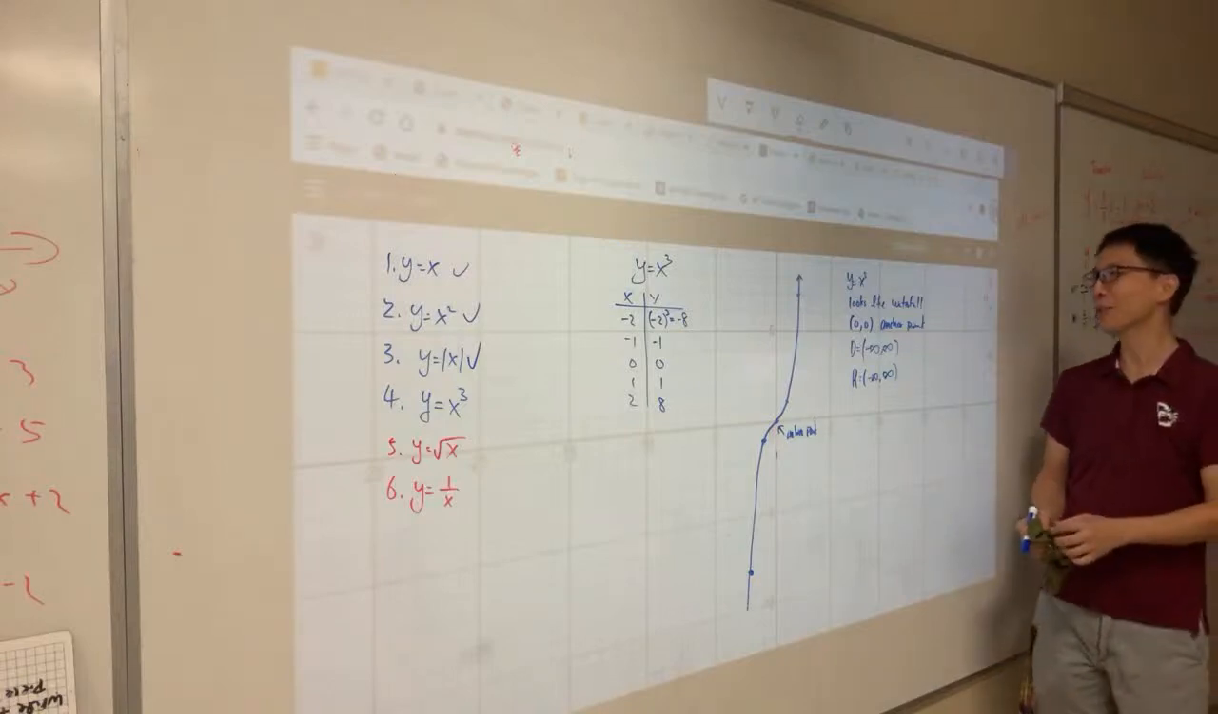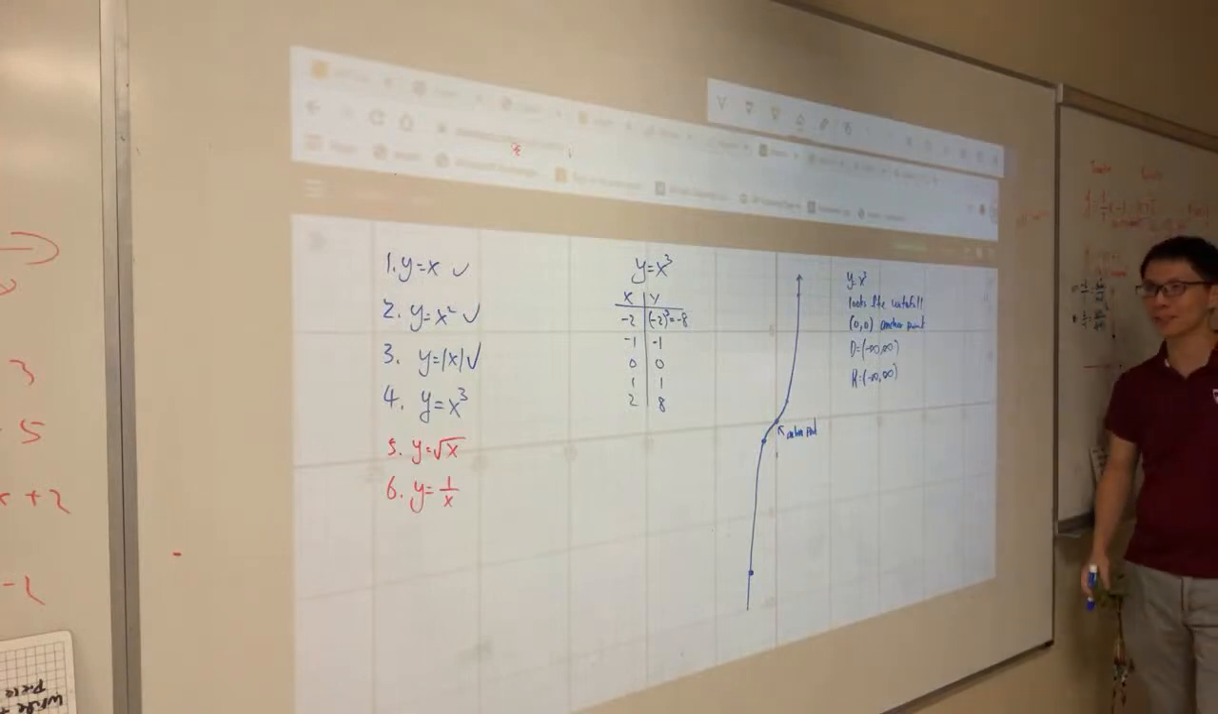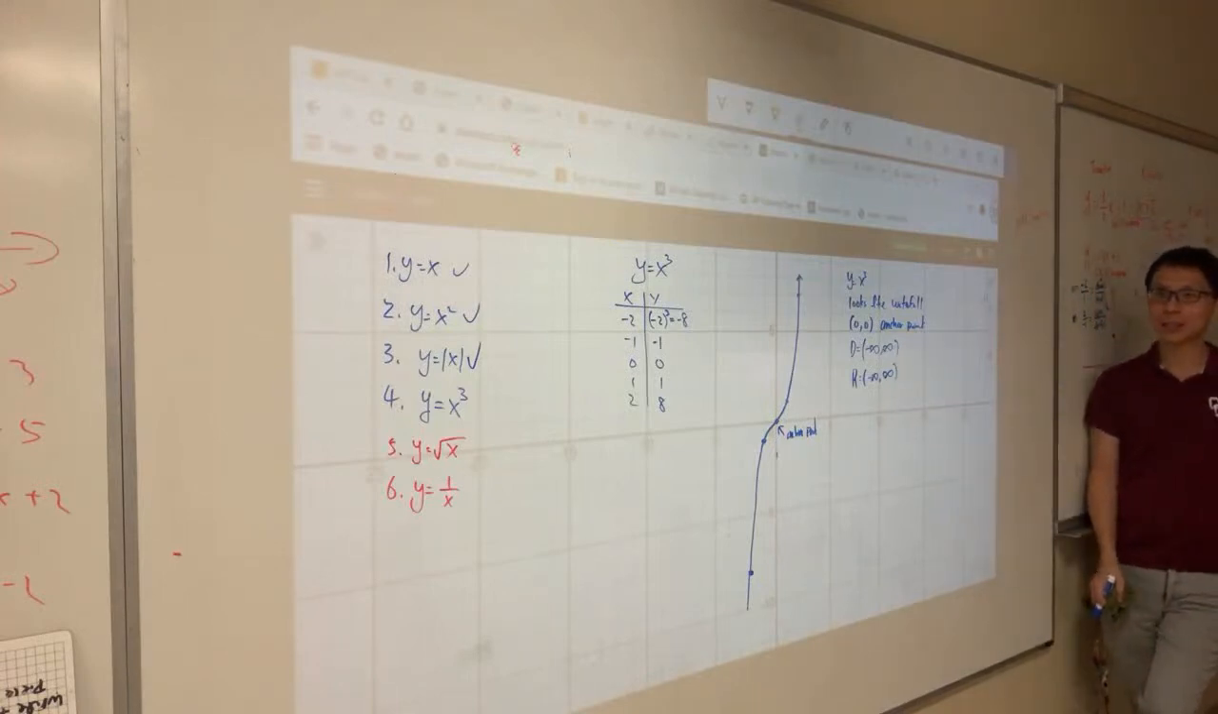Y equals x cubed looks like a waterfall, with anchor point 0, 0, domain, range. Now, what would be the function? Is that even or odd? I think it's odd, because it has symmetry across the origin.